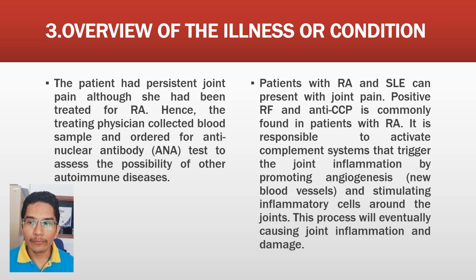The overview of the illness or condition. The patient had persistent joint pain although she had been treated for RA. Hence, the treating physician collected a blood sample and ordered an anti-nuclear antibody ANA test to assess the possibility of other autoimmune diseases. Patients with RA and SLE can present with joint pain. Positive RF and anti-CCP is commonly found in patients with RA.